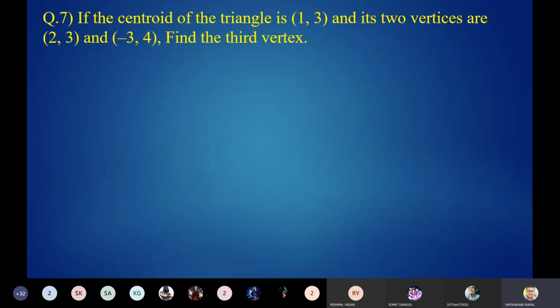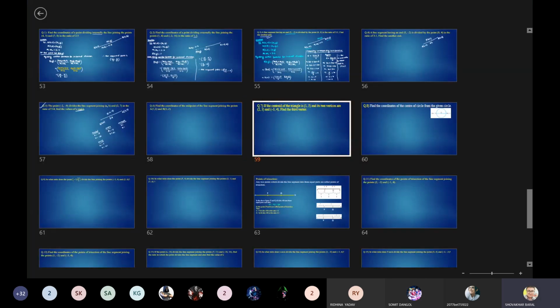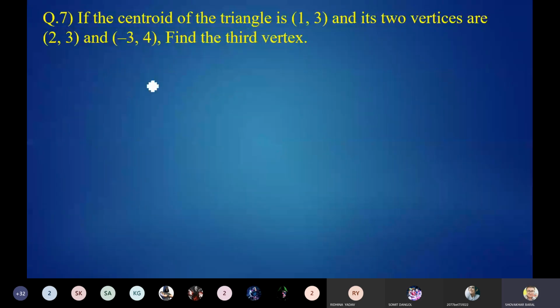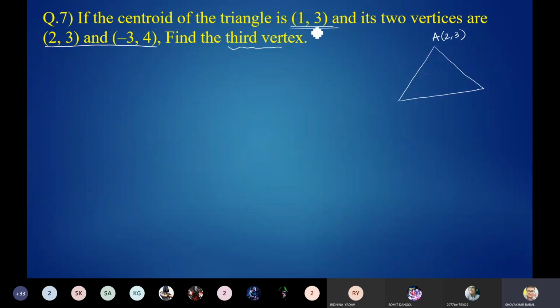Okay, so let me draw a figure. So this is a triangle. Let me draw this triangle. It's a triangle with vertices A(2, 3). Be careful here, okay? These are the vertices of the triangle. You need to find the third vertex, and this is the coordinate of the centroid here. This is your centroid, and these are the coordinates of the triangle. A triangle has three coordinates, three vertices. You need to find the coordinate of the third vertex.